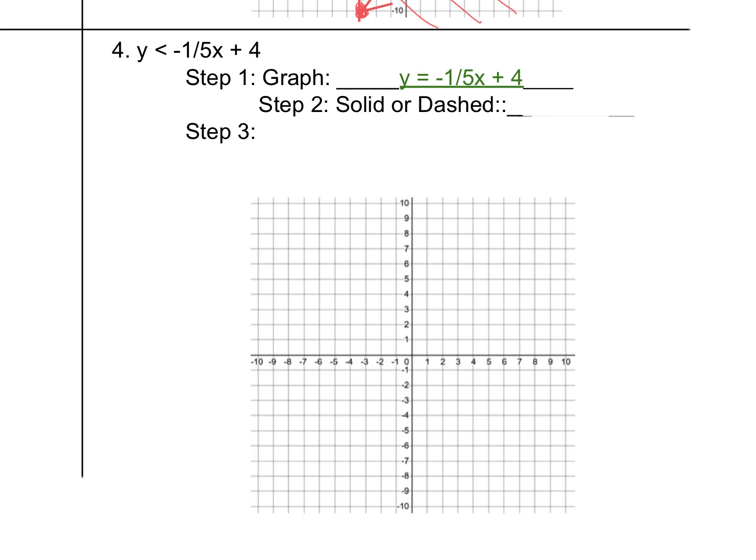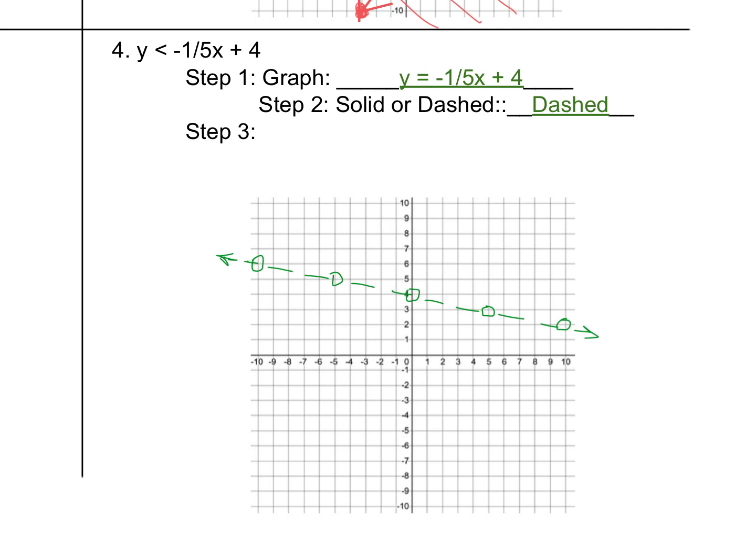Is it going to be solid or dashed? You see, because it's strictly less than, it's going to be dashed. So let's graph that. Remember, dashed means that we're going to have open circles and dashed lines or dotted lines. So I put a point at positive 4, again an open circle. I went down 1 to the right 5, down 1 to the right 5. Remember, that's what my slope is. Rise over run is down 1 to the right 5.